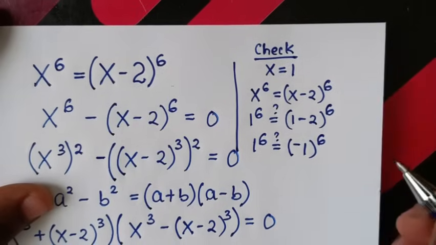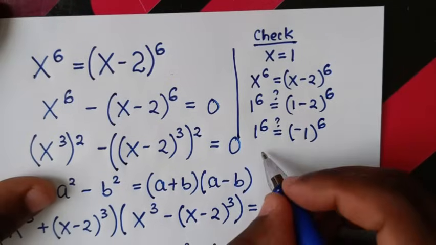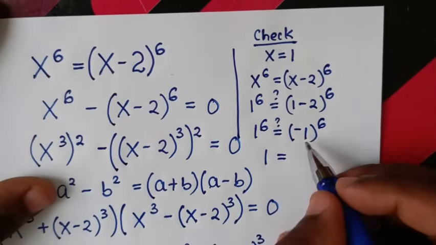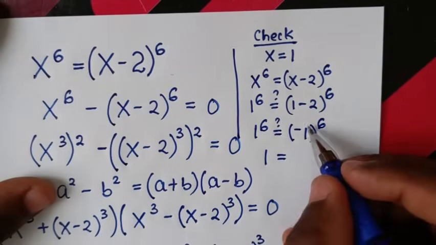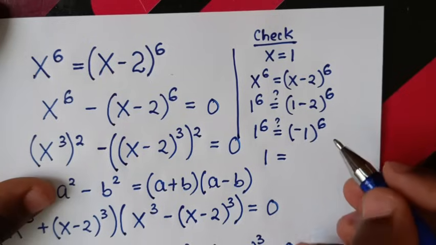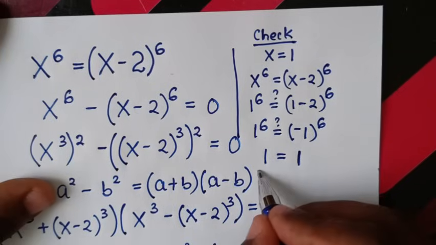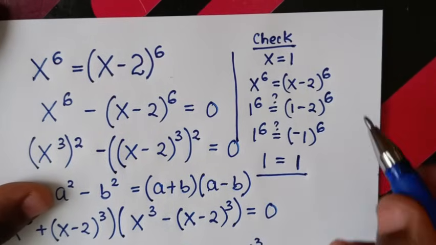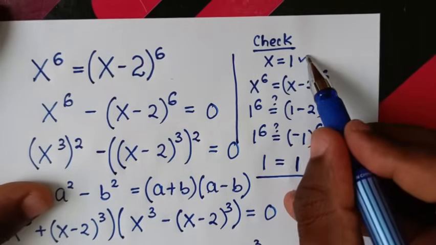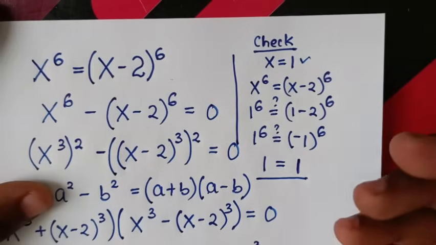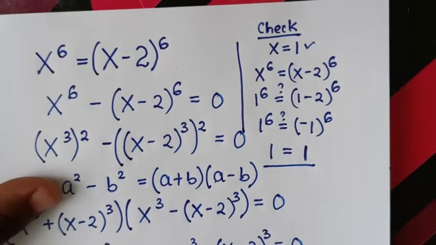Then 1 to the power of 6 is 1, is equal to negative 1 to the power of 6, whereas negative 1 to the power of any even number is positive, so it will be positive 1. Now the left side and right side are equal, so it is true for the value x is equal to 1, and also the other complex solutions are correct.